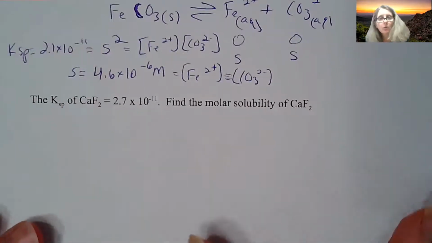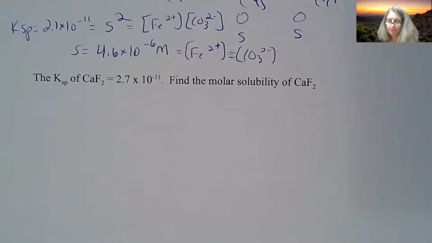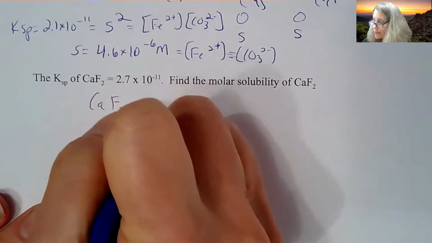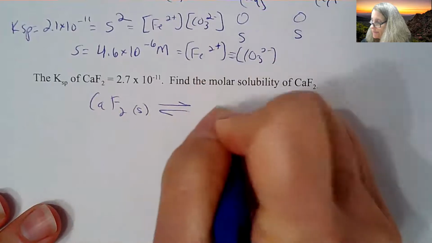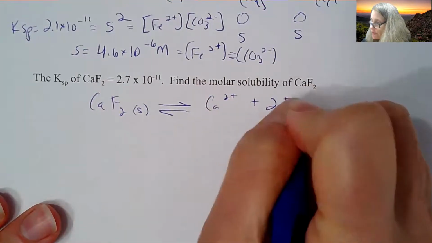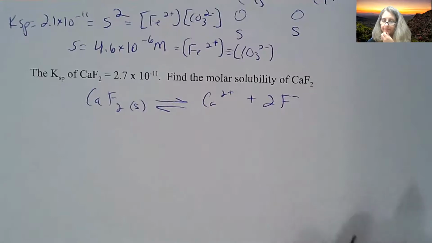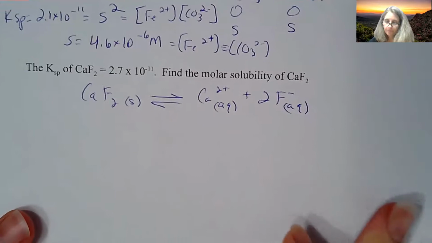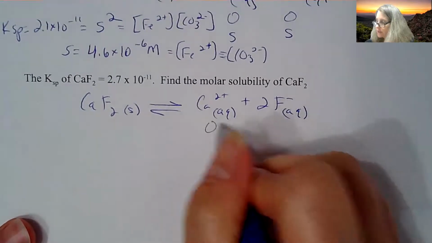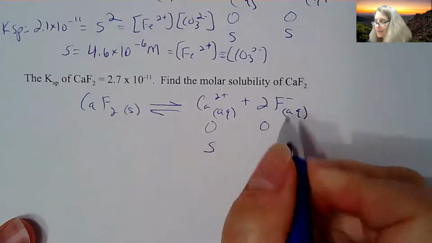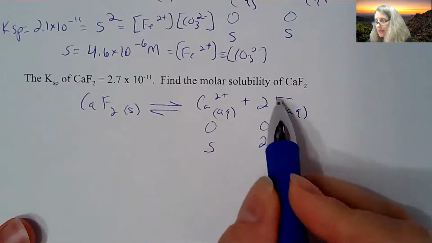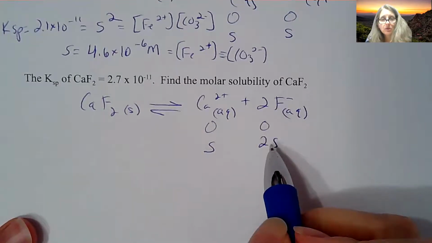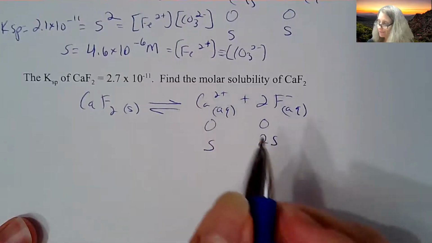Well, what if it's not 1-to-1? Well, if I have a KSP of calcium fluoride, so calcium fluoride has, when it breaks up, again, write the solid on the left and your ions on the right, I have 2 fluorides. And again, both of these are aqueous. So these start at 0. This is S, and then this is 2S, because again, that is because of the stoichiometry. So this one looks a little different, okay?